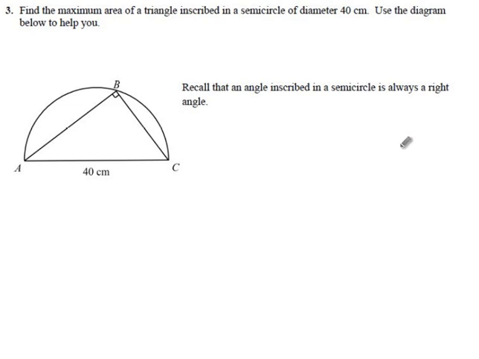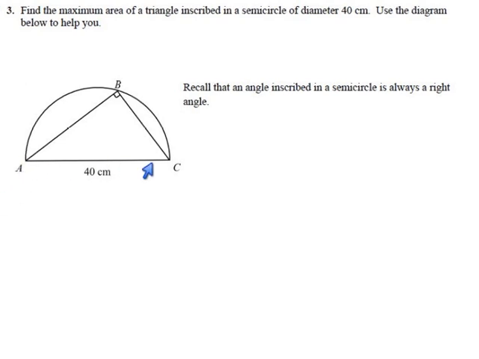Find the maximum area of a triangle inscribed in a semicircle of diameter 40 centimeters. Okay, so it's 40 across here, and this is a triangle.